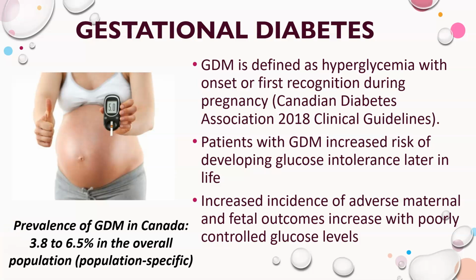This brief video will share information on gestational diabetes as part of the complex antepartum lecture. GDM is defined as hyperglycemia with onset or first recognized during a pregnancy, and this is from the Canadian Diabetes Association's 2018 guidelines. Patients with GDM have increased risk of developing glucose intolerance later in life, as well as type 2 diabetes later in life.